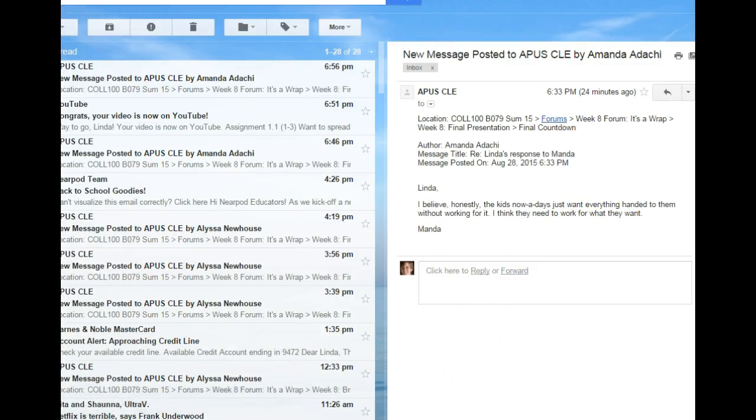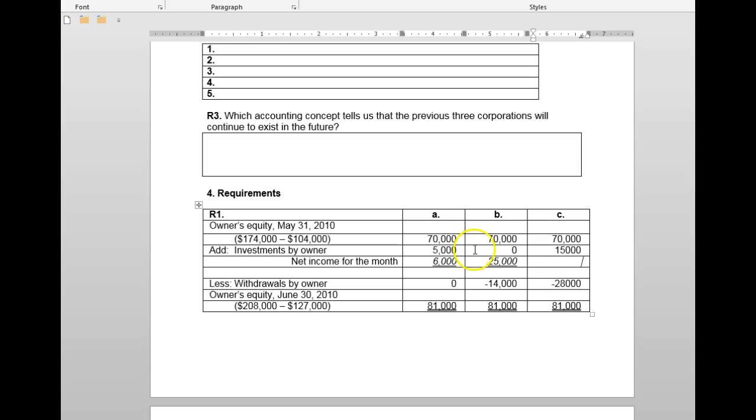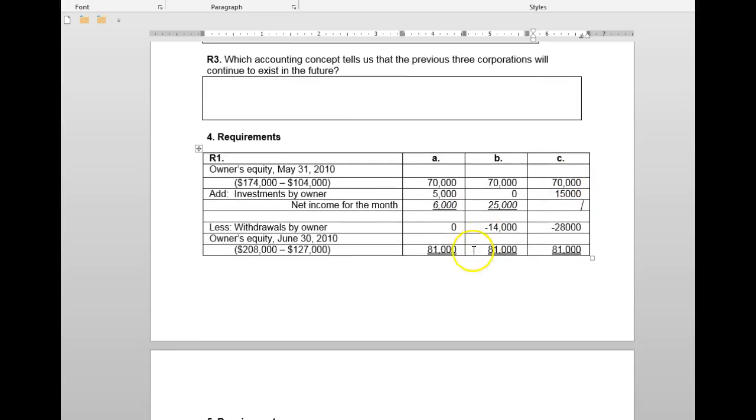As soon as I find the template, it went away. There's the template. Okay, let's just take all of this away because I was playing with it. This is what you're going to see. So there's 2 things you have to do here first. First thing is you've got to figure out the owner's equity at the end of May 30th.